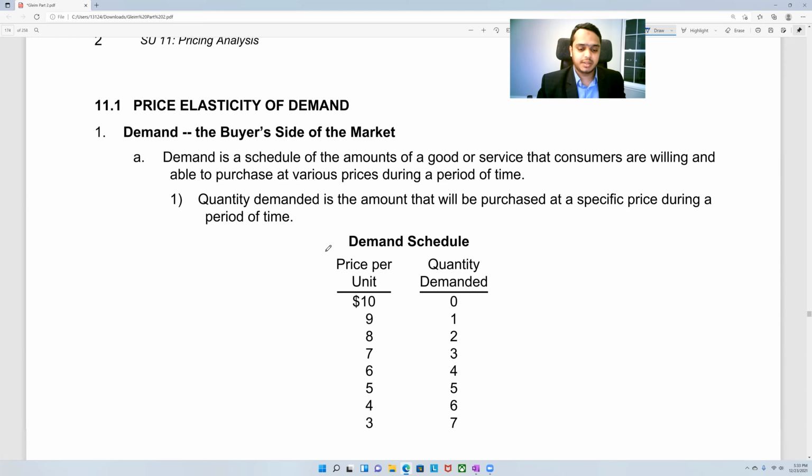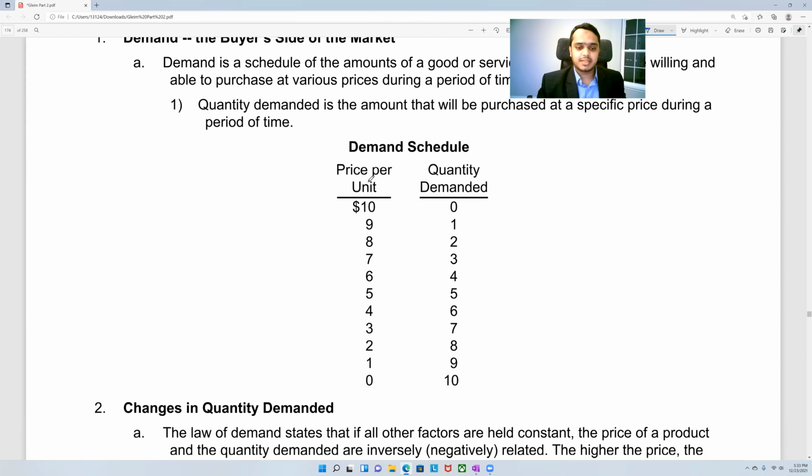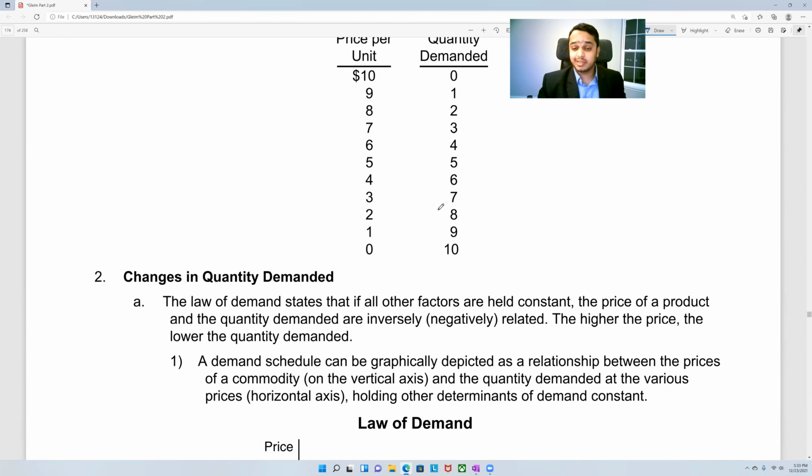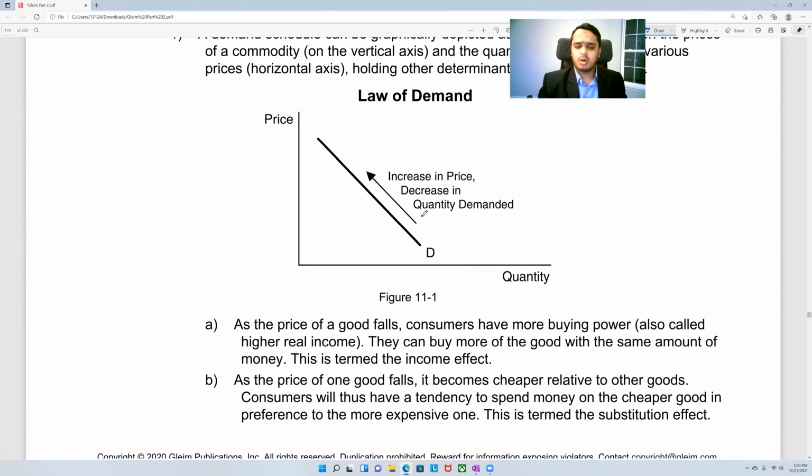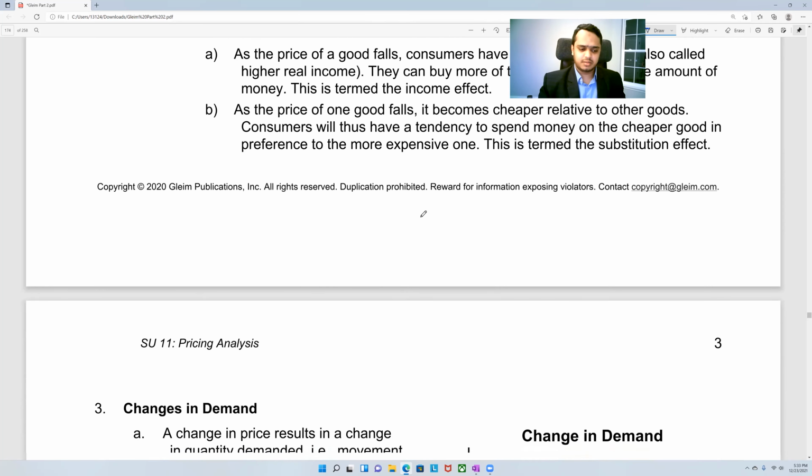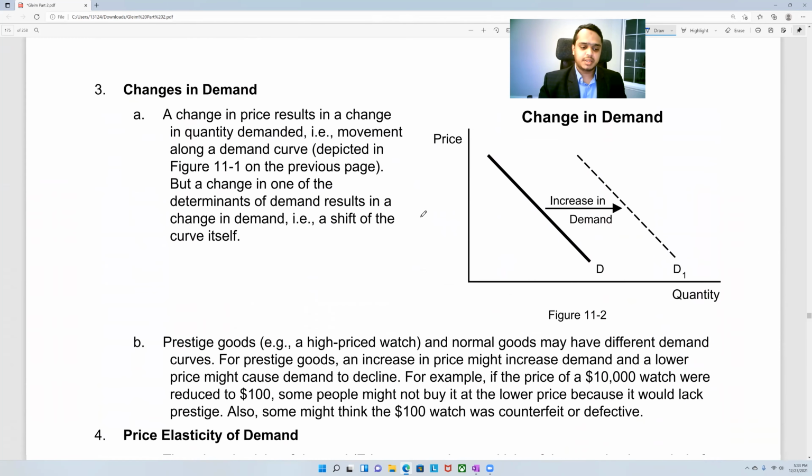So you can see in here, as the price decreases, the quantity demanded increases. That's the law of demand. A normal law of demand: price decreases, demand increases. If the price increases, then the demand decreases. And if the price decreases, then the demand increases. That's a common thing in that.